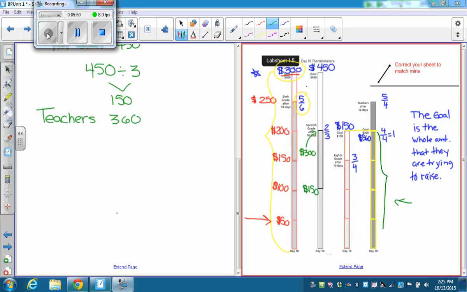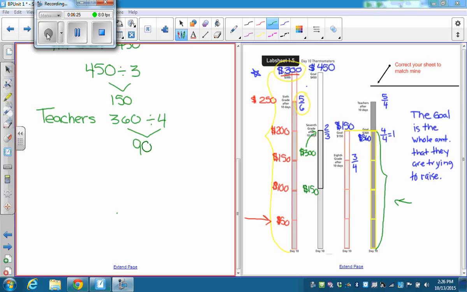You always look at the goal. So how many parts do you see up to the goal line? Right. So you have to take the 360 and divide it into 4 parts because we don't want to talk about over the goal. We can add that on later. So, Cameron, what's 360 divided by 4? How about 36 divided by 4? 90. Yeah. 360 divided by 4 is 90. So this is $90 here.